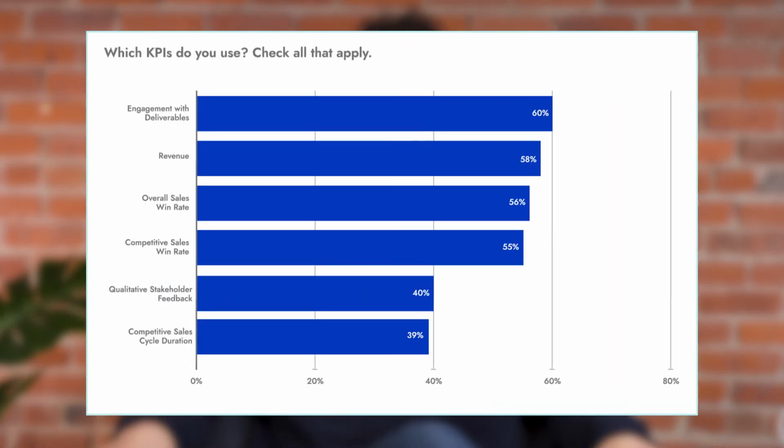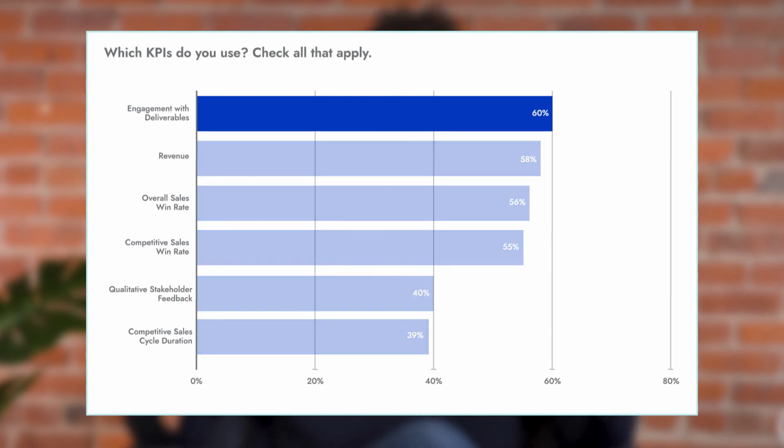To wrap up, here are 6 examples of competitive intelligence KPIs, each accompanied by the percentage of teams that use it. Some of these are self-explanatory, so I'll just add a few notes. Engagement with deliverables is popular because it's relevant no matter which stakeholder group or groups you're supporting. You can track the open rate on your CI newsletter, the activity in your CI Slack channel, the usage of your battle card, and so on.